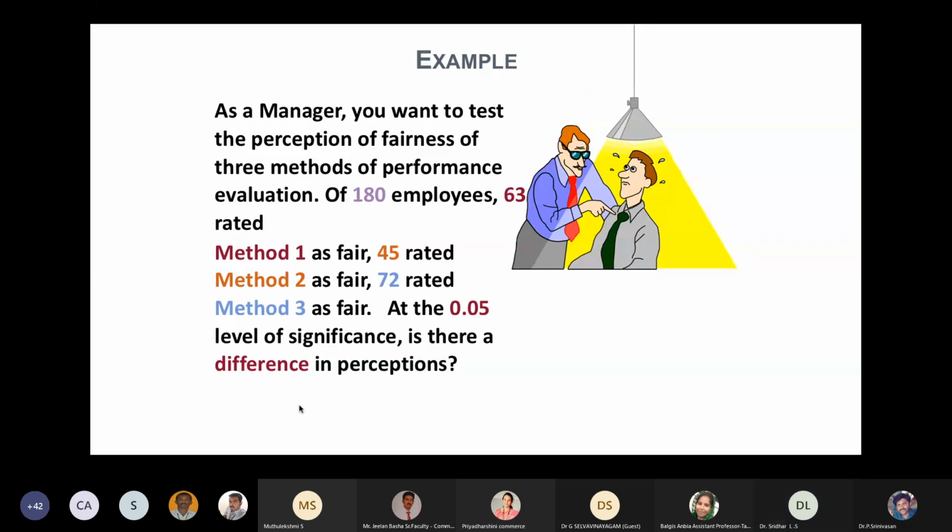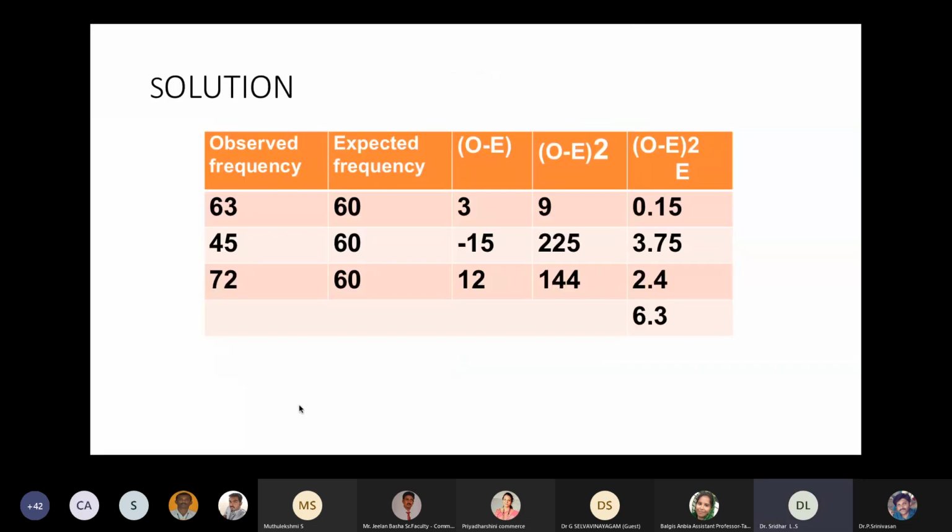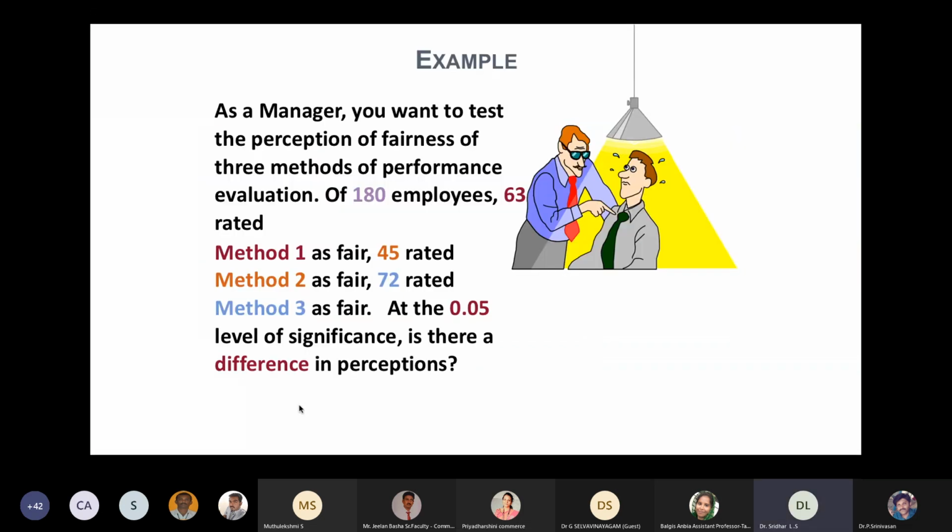Next sir. Yeah, we can see a small description here. As the manager, you want to test the perception of the fairness of the methods. The 180 employees: method 1 has 45 rated, and methods 2 and 3 similarly. So he wants to test the perceptions of method 1, method 2, and method 3, which is fairly good.